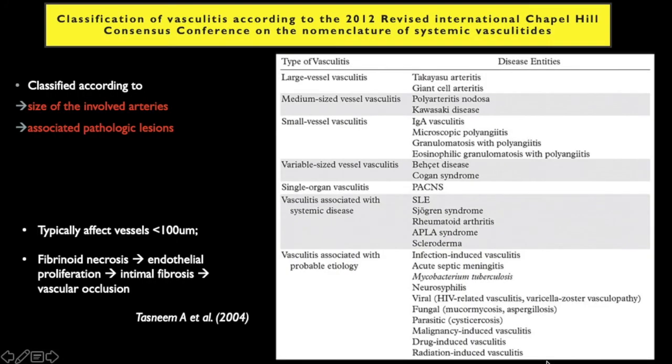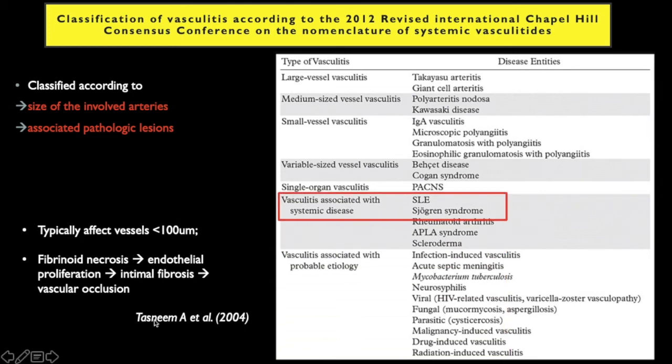Although vasculitis is one of the complications for patients with SLE, there are a lot more diseases or conditions that can contribute to vasculitis. According to the 2012 revised International Chapel Hill Consensus Conference, they came up with a classification of vasculitis according to the size of the involved artery as well as its associated pathologic lesions. As you can see on this table, Takayasu arteritis is grouped under large vessel vasculitis because it predominantly involves large intracranial vessels. However, SLE is grouped under vasculitis associated with systemic disease.